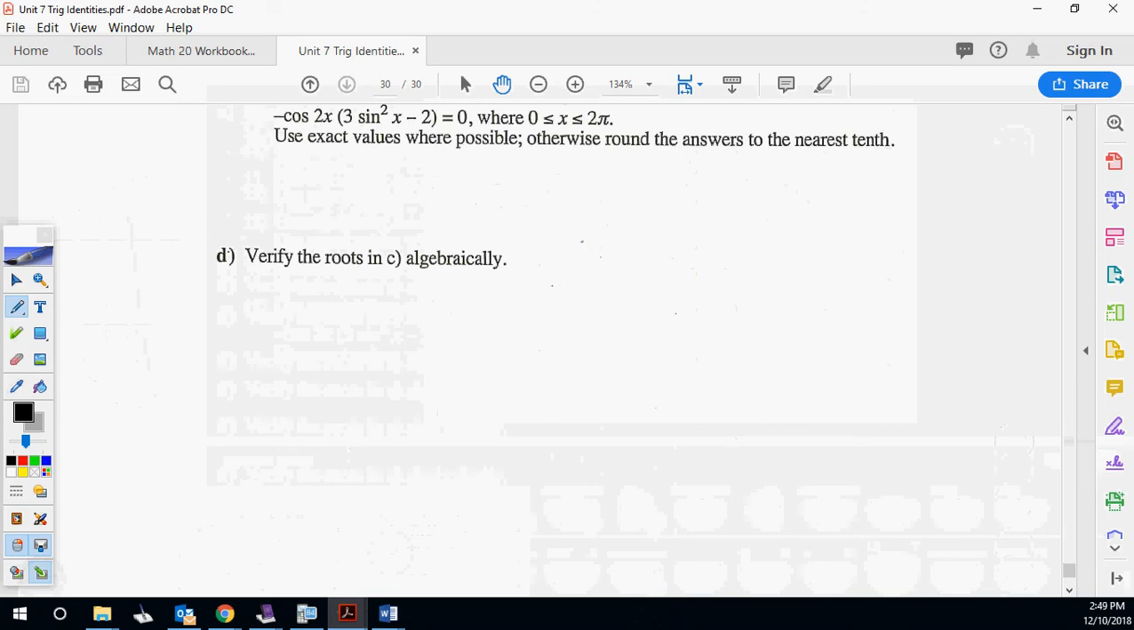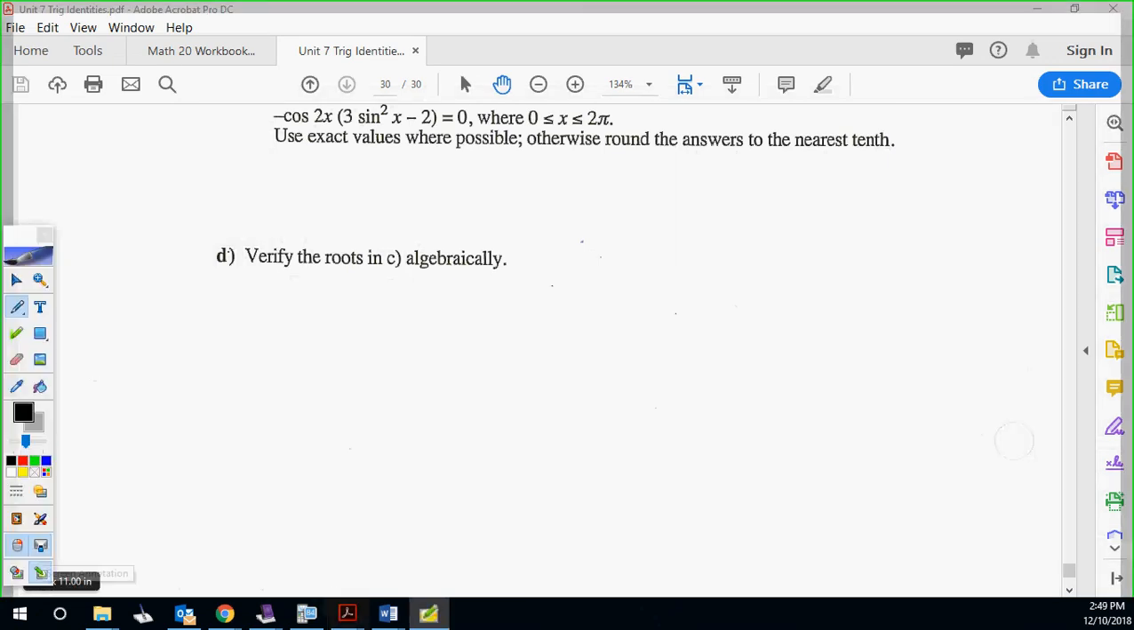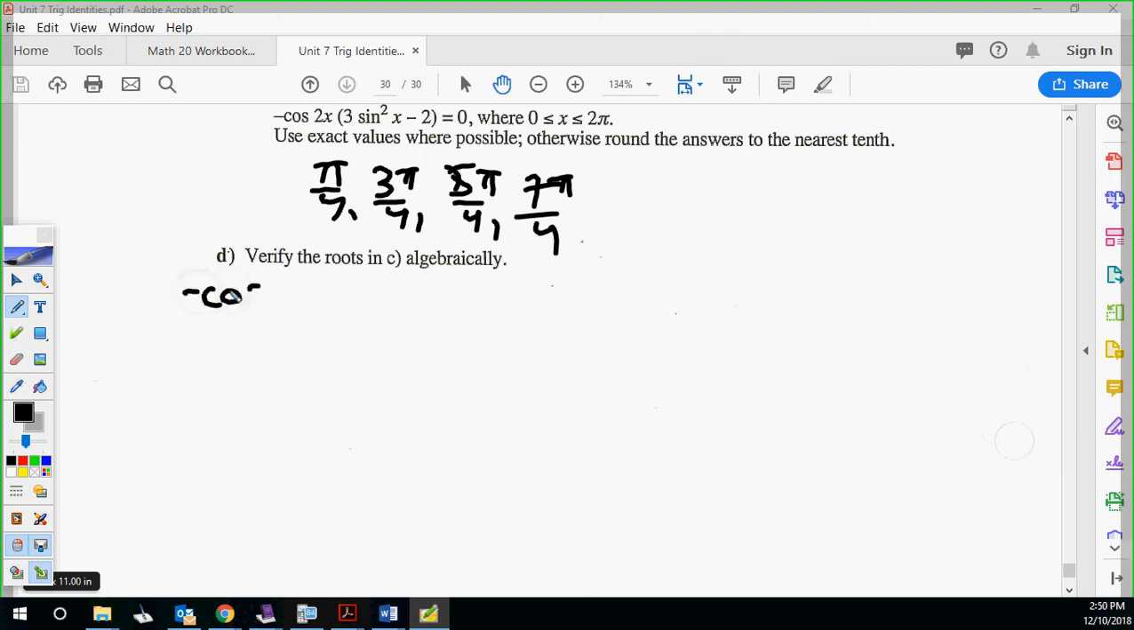Yeah. The exact values we should get, though, the ones that we see, were pi over 4, 3 pi over 4, 5 pi over 4, and 7 pi over 4. Okay, we're going to verify algebraically, which is actually kind of interesting to me. See how we have a negative cos 2x, and then we have a 3 sine squared x minus 2.